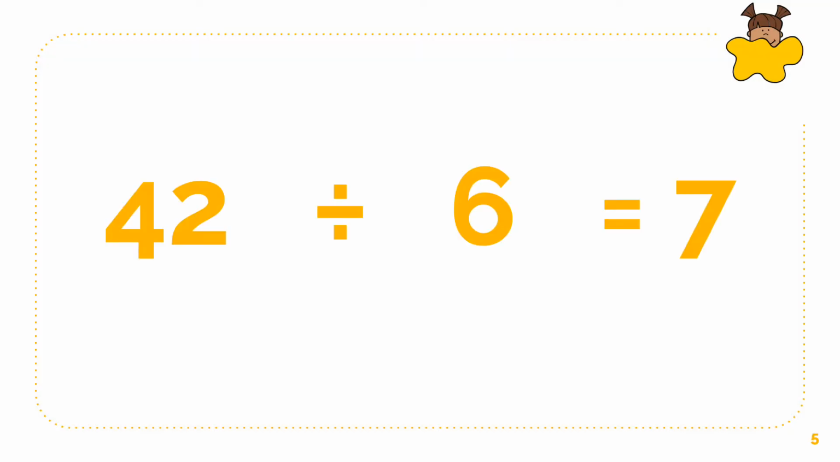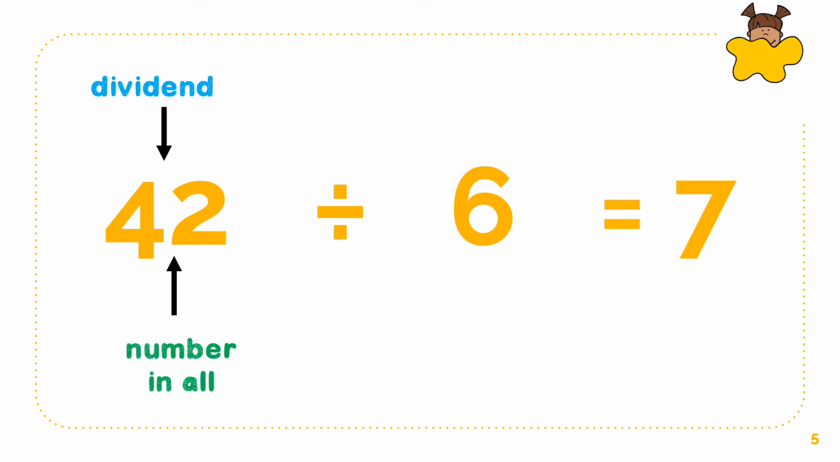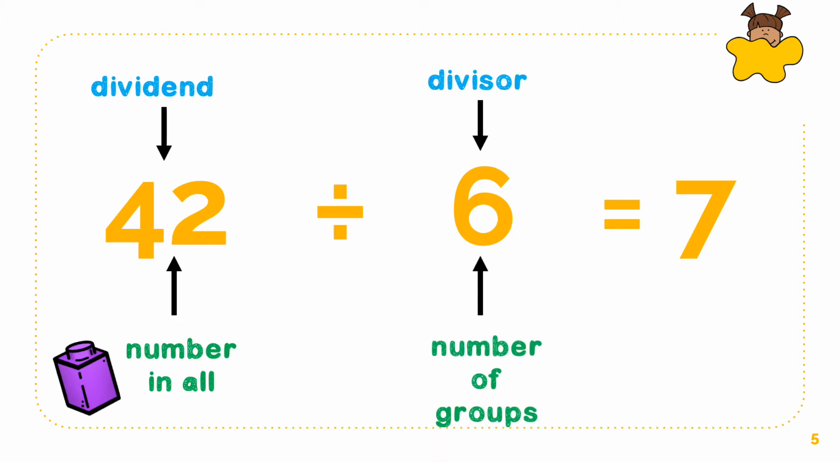Now we're going to look at the division sentence for this problem. 42 divided by 6 equals 7. The first number is called my dividend, and that represents the number of blocks I had in all. The second number is called a divisor, and that represents the number of groups. In this case, we had 6 friends who were sharing the 42 blocks.